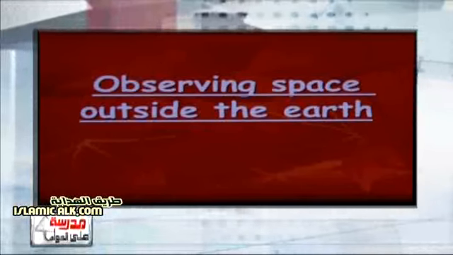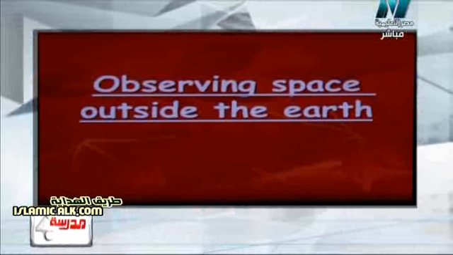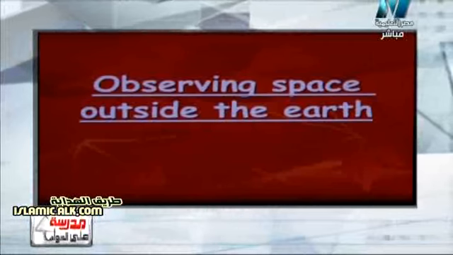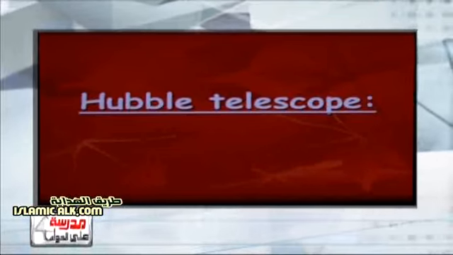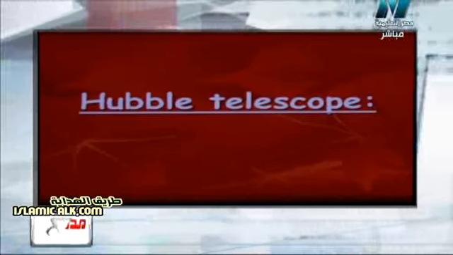Again, we can observe the space from the Earth by the telescope and observe the space outside the Earth by the satellite. So, what is a satellite? A satellite is a device which observes the space outside the Earth. And also we have another telescope which is like a satellite.